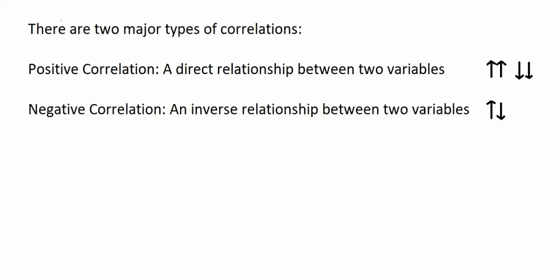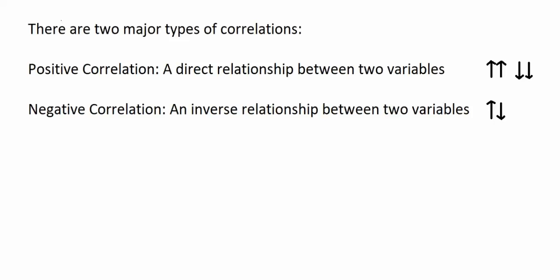And one example of a positive correlation is commute time and commute distance. When a person's commute distance goes up, the person's commute time will typically go up. And when a person's commute distance goes down, the person's commute time will typically go down. Those two variables go up and down together.